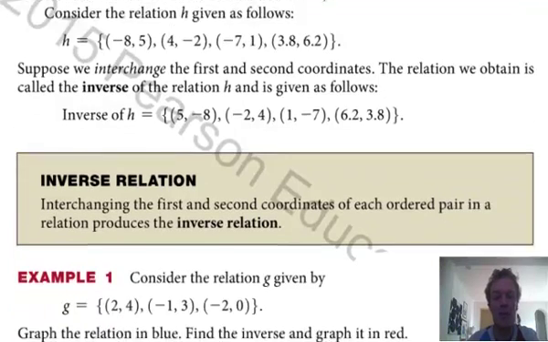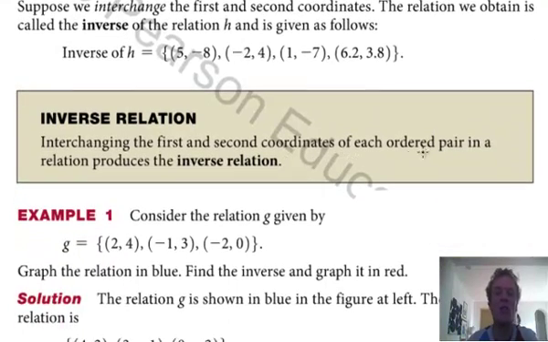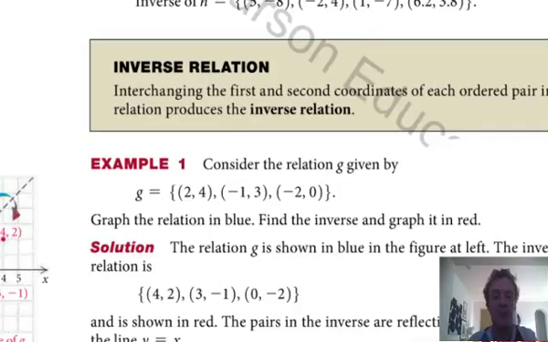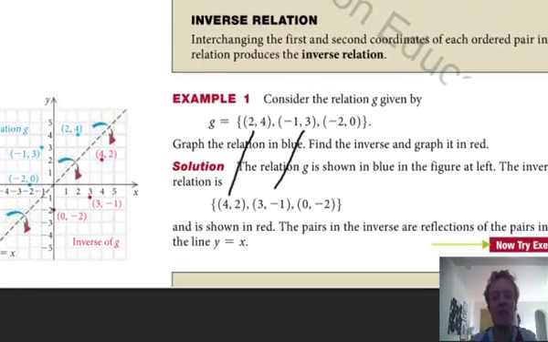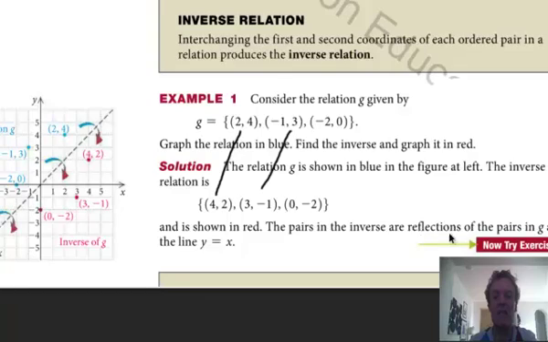So here it is. Interchanging the first and second coordinates of each ordered pair in a relation produces the inverse relation. Here's an example. 2, 4 will produce 4, 2 if I change them around. -1, 3, 3, -1, and so on. If I look at this on the graph, 2, 4 is here, 4, 2 is over here, -1, 3 is here, 3, -1 is here, and so on. Can you see that it's a reflection across the y equals x line. This point will go over here, this point comes over here.